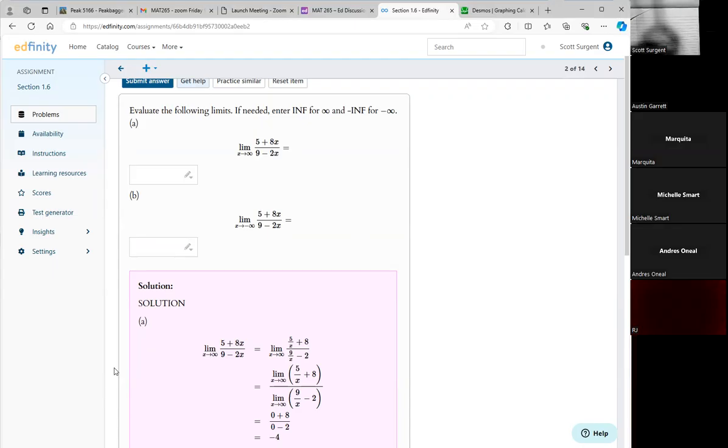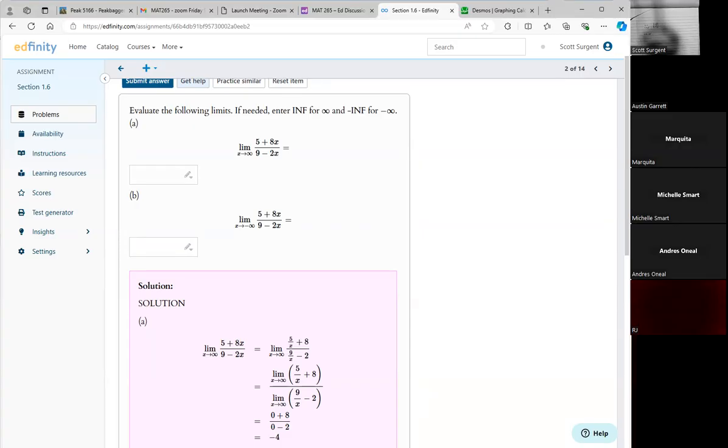I taught the class sort of this summer. I know that happened at least once, and I thought we fixed them all. So, all right, let me copy it down. We have the limit as x goes to infinity of 5 plus 8x over 9 take away 2x. And then the other one is as x goes to negative infinity.